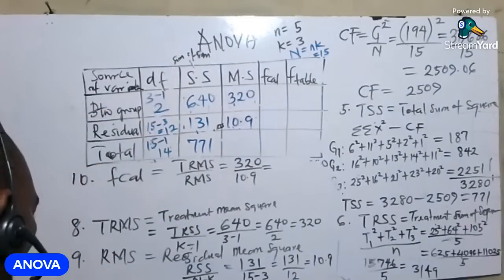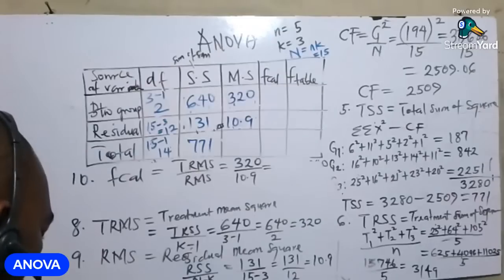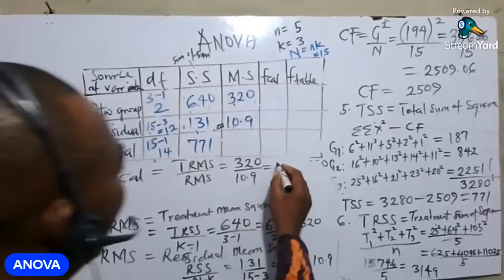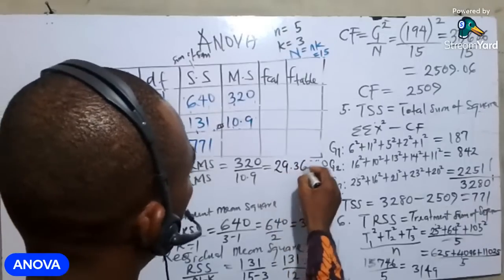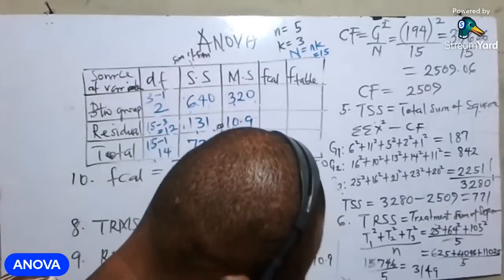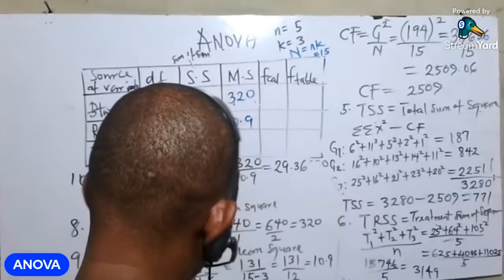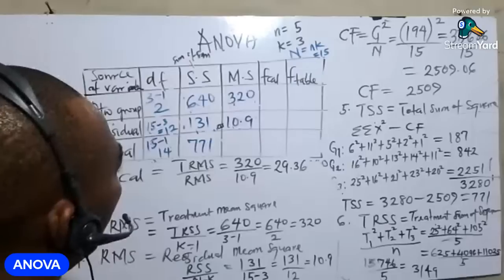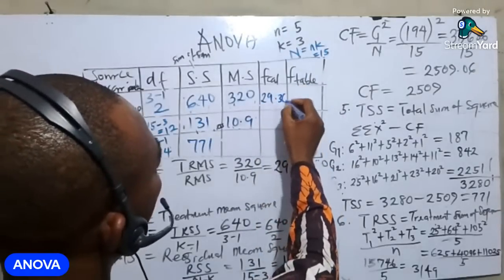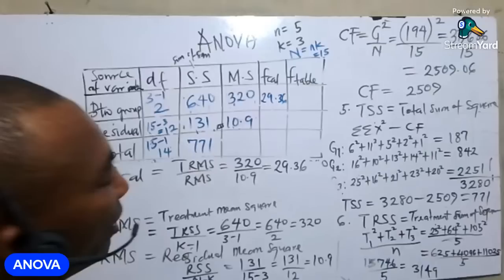So that's why I said sometimes when they just give you, once you know the table, it is easier for you to get whatever you want to get. Divided by 10.9, and that will give us 29.36. So your F calculated now is 29.36.